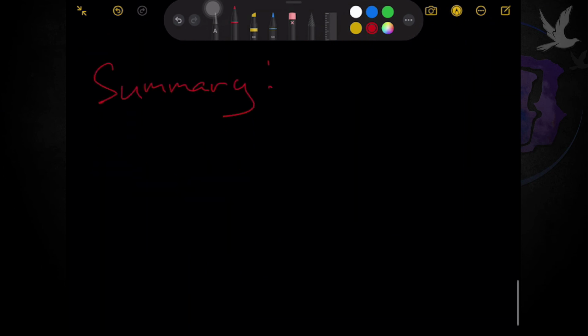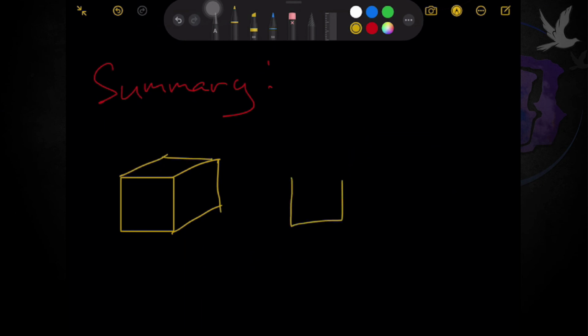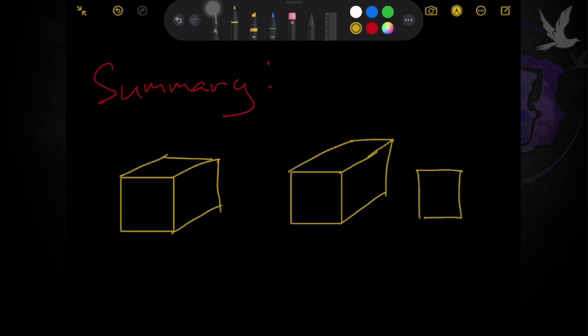Meron tayong summary. There are three figures that we are basically solving for. Or three situations. Mabilisan lang na summary. Nagmamabilis si Teacher Mark kasi nalolobat na yung pencil ko.